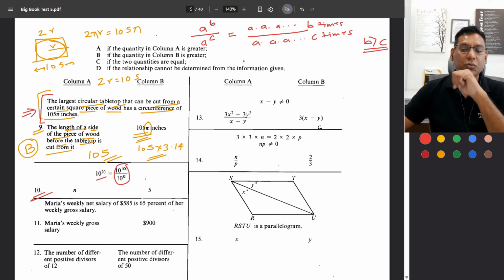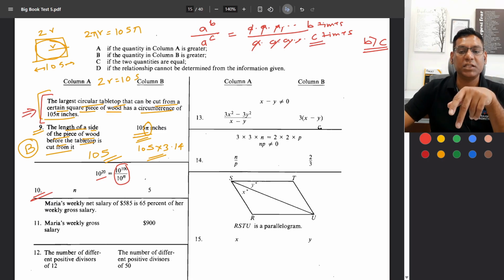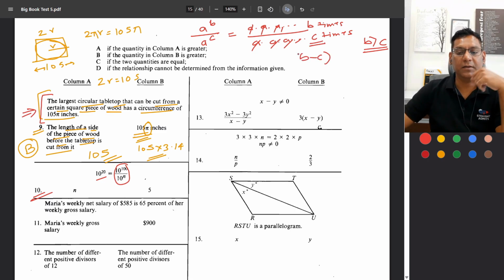let's assume that. That means I have more a terms in the numerator, fewer a terms in the denominator. I can cancel them out, right? How many of them will I cancel out? I'll cancel out c of them. So how many will remain? b minus c will remain, right? So essentially a raised to b by a raised to c is equal to a raised to b minus c, correct?